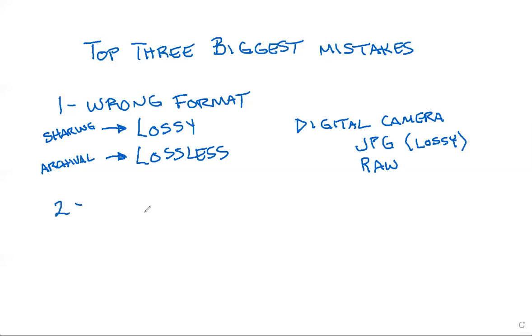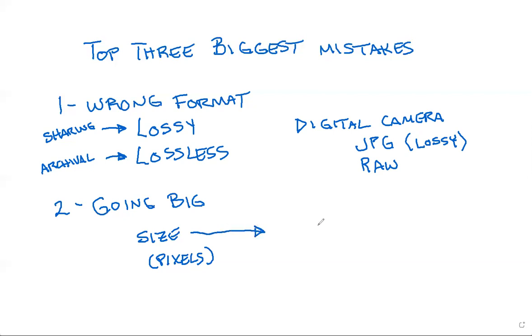Another mistake I see people commonly make is going big. So a little bit of explanation first. An image has a certain size in pixels. We can take that image, and it doesn't have to be an image, it could be a video clip, it could be an audio clip, so really any of the multimedia kinds of files. We could take that size and we could make it bigger. We could increase the size to a larger size. And this is called upsampling.